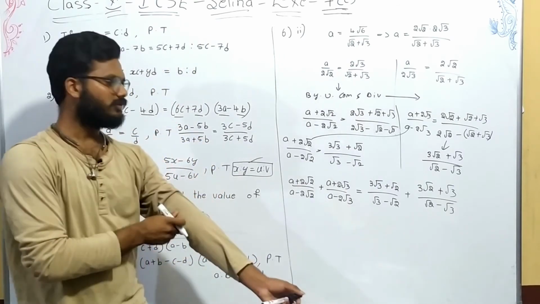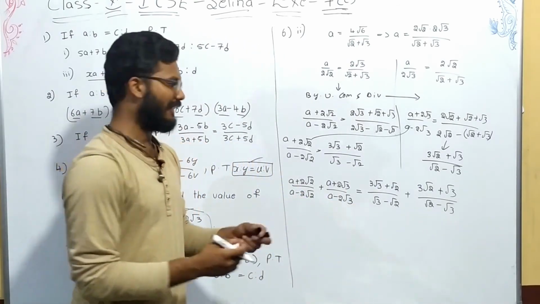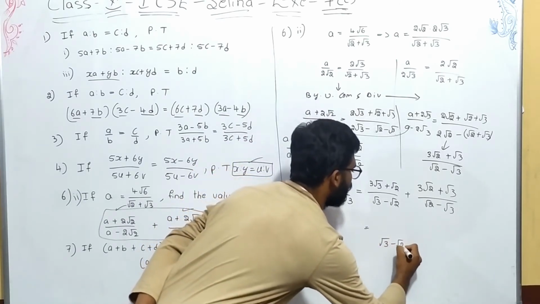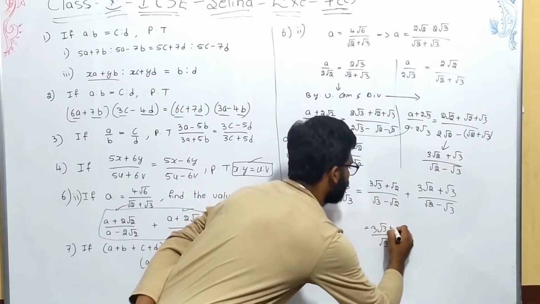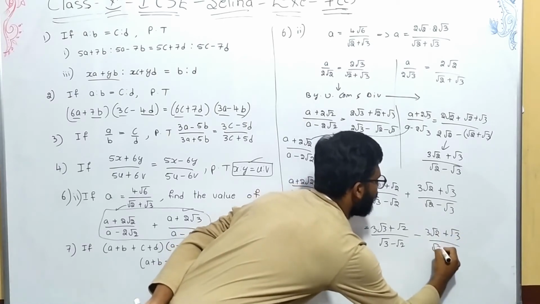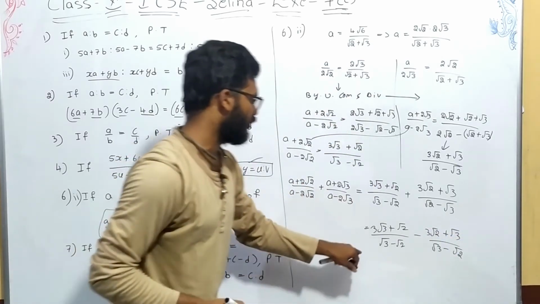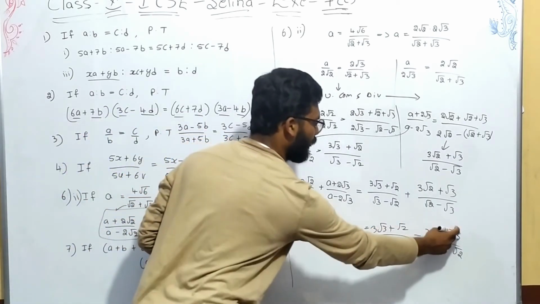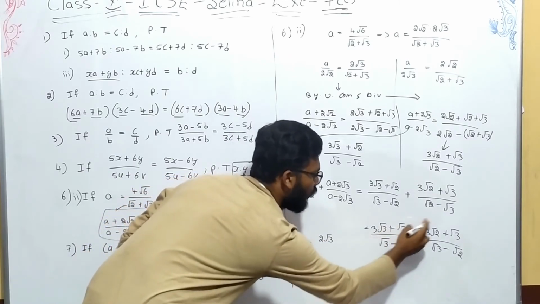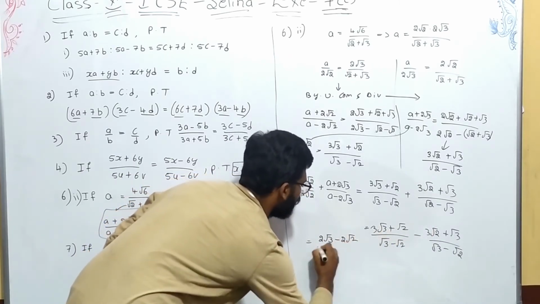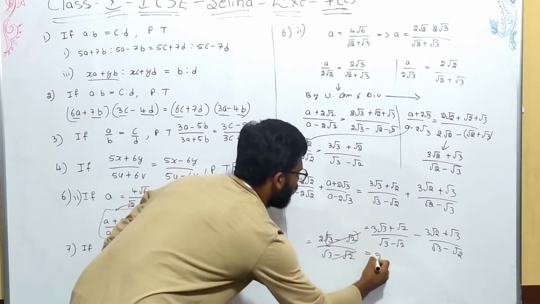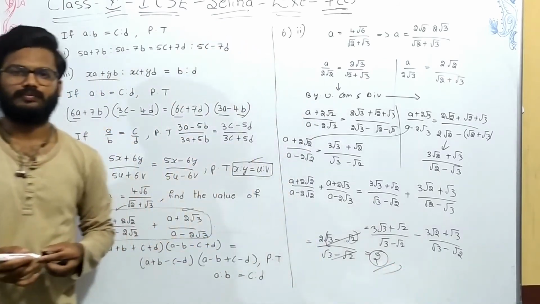See, a minus b and b minus a. I can write, if I take minus common, can I write like this? (3 root 3 plus root 2) by (root 3 minus root 2) minus (3 root 2 plus root 3) by (root 3 minus root 2). I am taking minus common. So the denominator is the same. So 3 root 3 minus root 3, how much will you get? 2 root 3, and root 2 minus 3 root 2, you will get minus 2 root 2, by (root 3 minus root 2). If I take common, I can write like this. So these two will get cancelled. You will get the answer as 2. Next, seventh one.